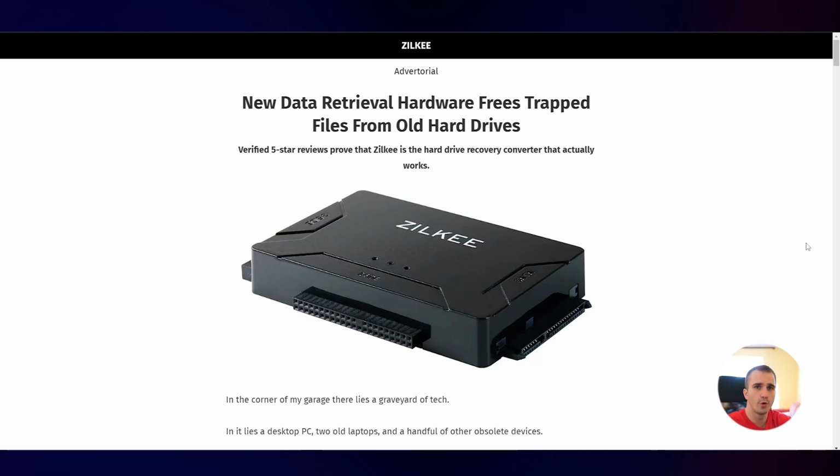Hey guys, in this video we're going to improve the advertorial page for one of the brands that they're selling, the data retrieval hardware, which helps with retrieving the data from old PCs and stuff. And this is going to be super useful if you are using the advertorial type of landing page.